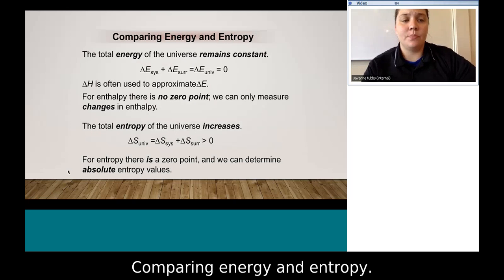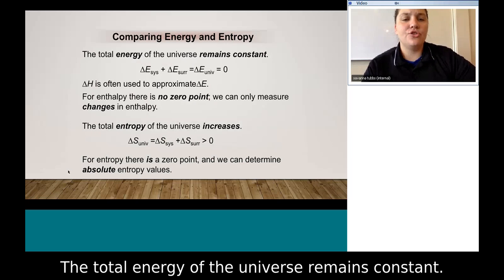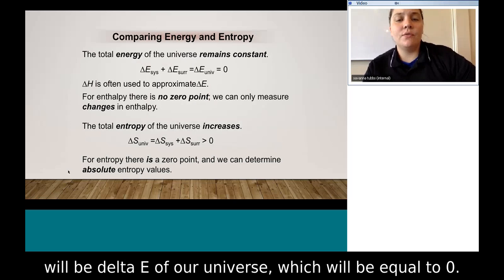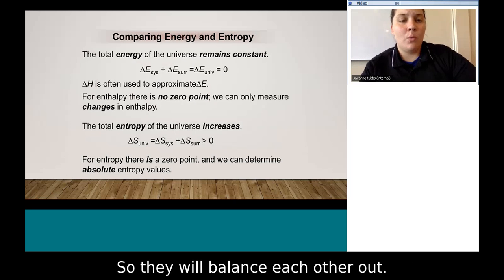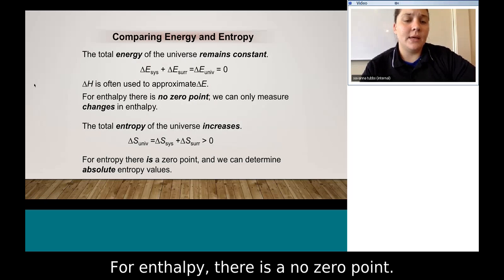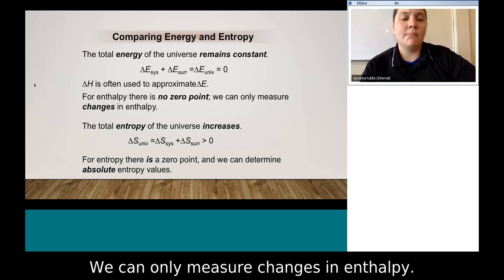Comparing energy and entropy. The total energy of the universe remains constant. So delta E of the system plus delta E of the surroundings will be delta E of our universe, which will be equal to 0. So they will balance each other out. Delta H is often used to approximate our delta E. For enthalpy, there is no zero point. We can only measure changes in enthalpy.